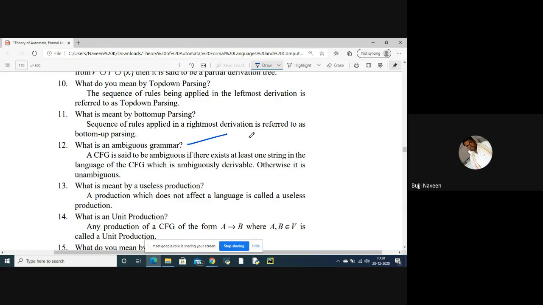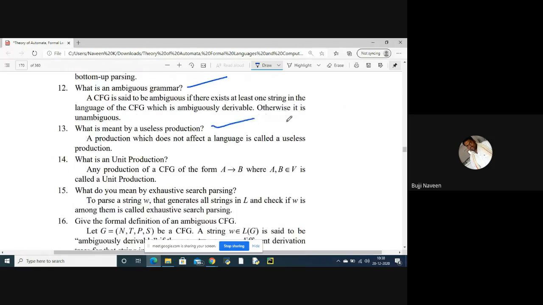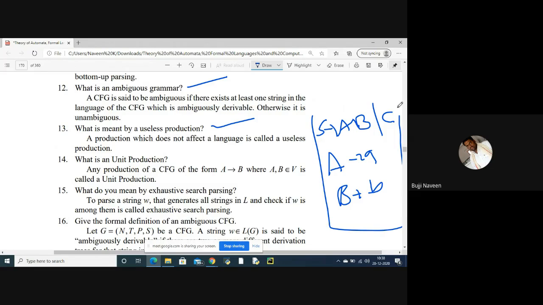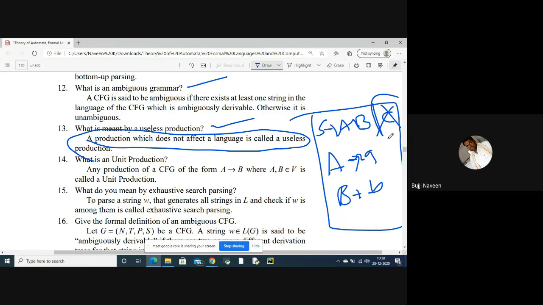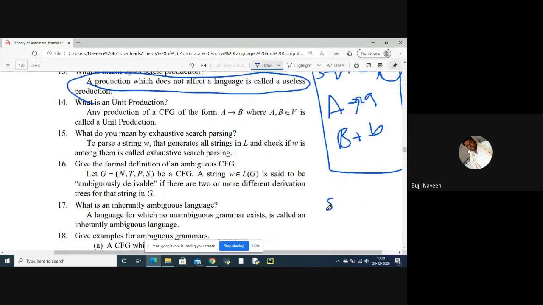Okay. Next, useless productions. Actually, for example, S tends to AB or C, A tends to small a, and B tends to small b. In this given grammar, C is useless because C does not have any production here. So C is a useless symbol. So here a production which does not affect the language is called a useless symbol. Here the capital C does not affect the language, as S tends to small ab is the language generated by the given grammar.